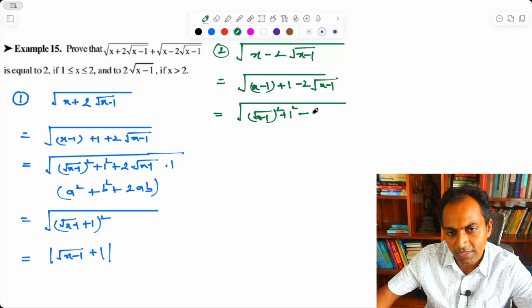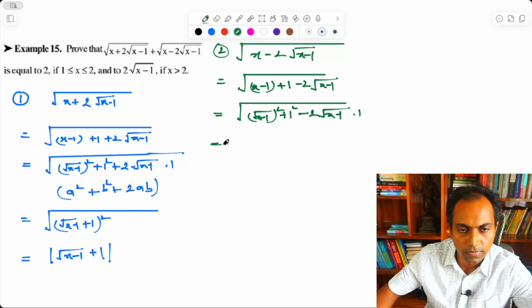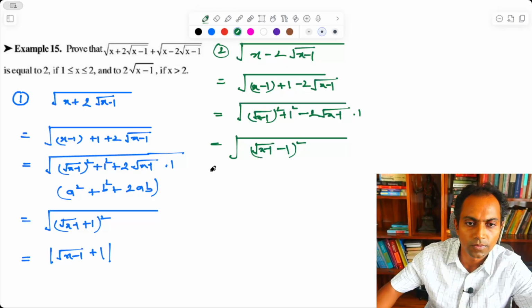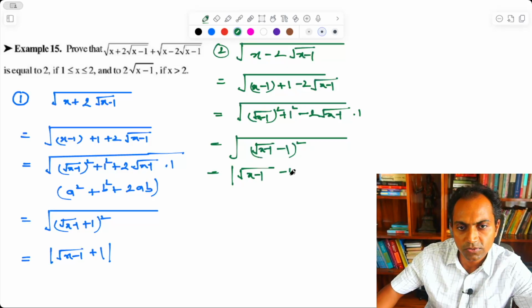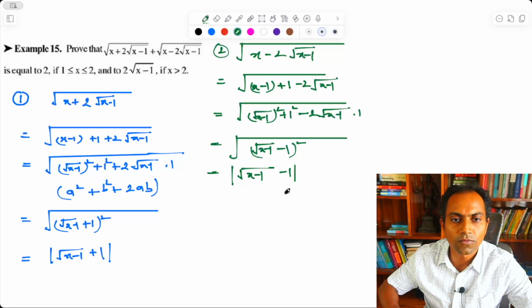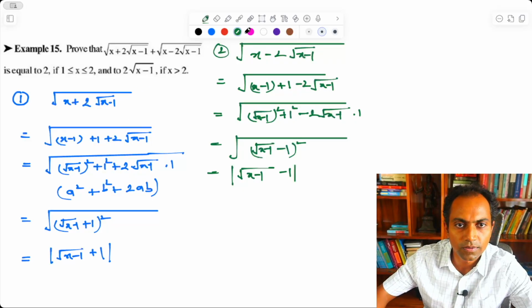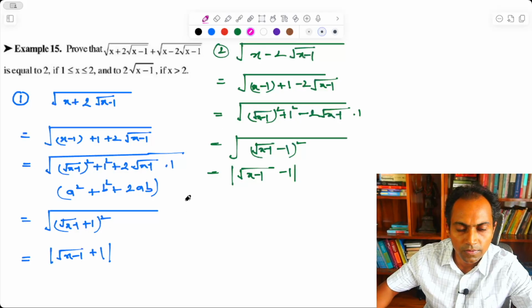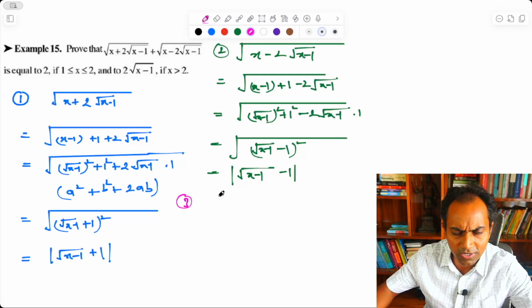Instead of plus there is a minus sign, 2 root x minus 1 into 1, and this will become root of x minus 1 minus 1 whole square. That becomes root of x minus 1 minus 1. Once you have got this, in the third step, we have got the modulus expression that we are waiting for.